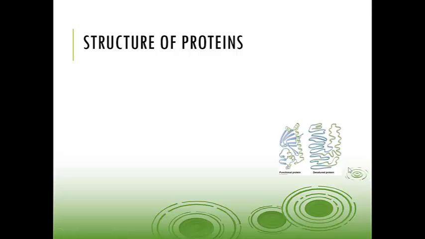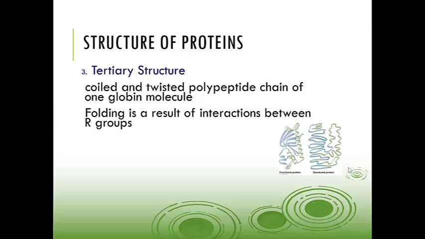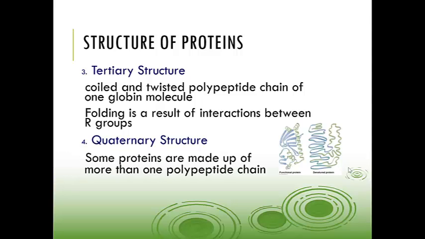All right, so now let's continue on with the tertiary. The tertiary structure is actually a coiled and twisted polypeptide. You refer to this as being globular. A protein twists and folds to form a three-dimensional shape, more like a globule shape. Folding is a result of the interactions between the R groups. And then you have finally your quaternary. This refers to how many polypeptide chains make up the protein, if there is more than one, and how they associate with each other.